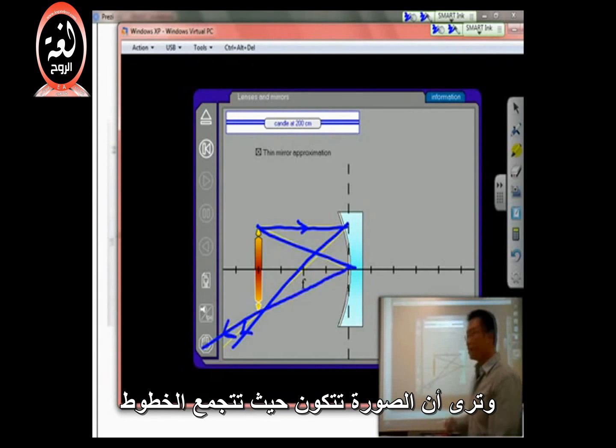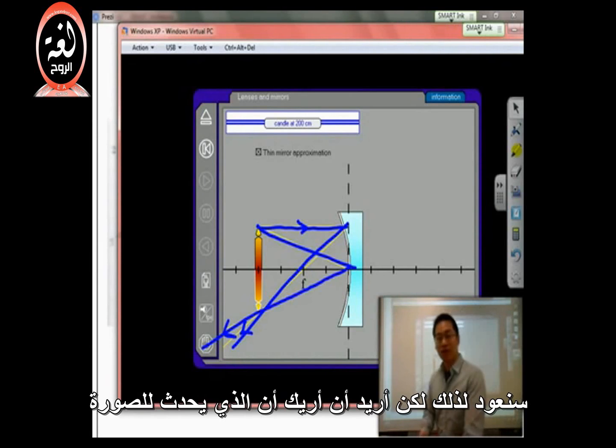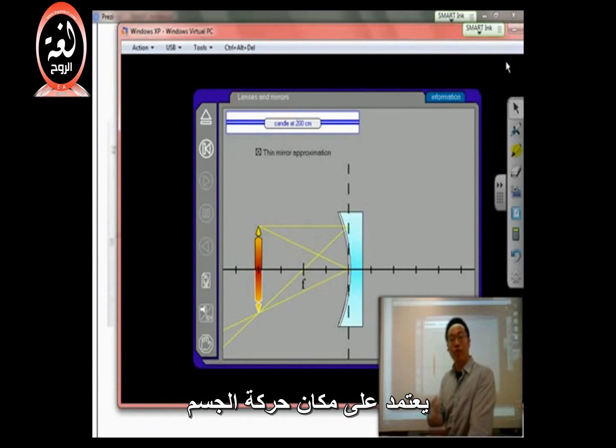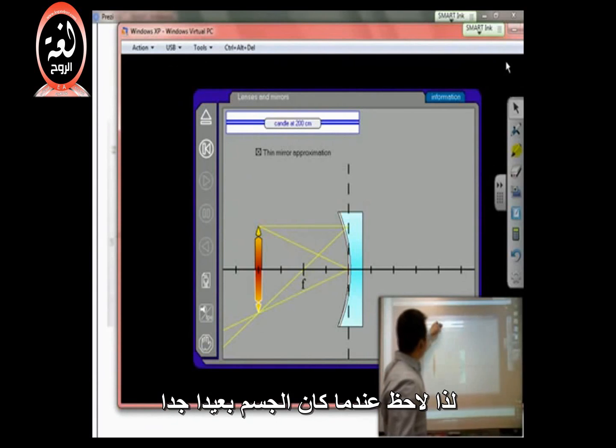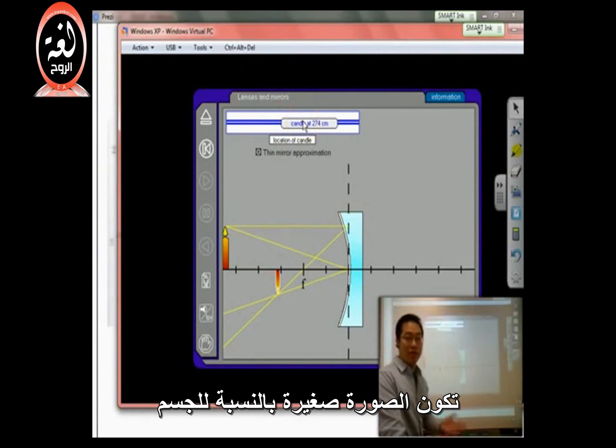And over here, you can see that overall, that's where the image is going to be created, where the lines are going to converge. We'll come back to this, but I want to show you what happens to the image depending on where you move the object around. So take a look. When the object is very far back, we can see that the image is smaller than the object itself.